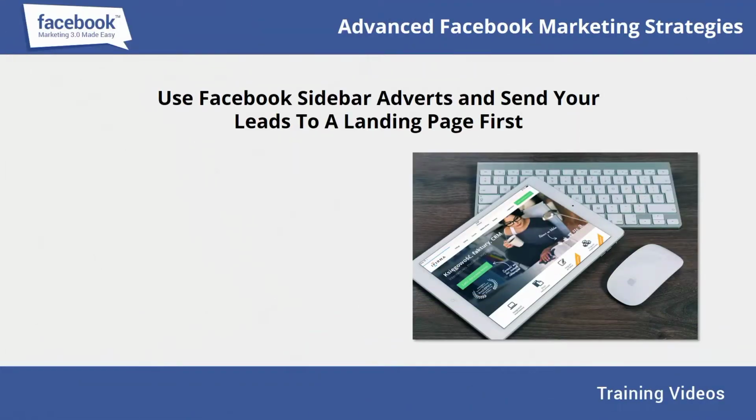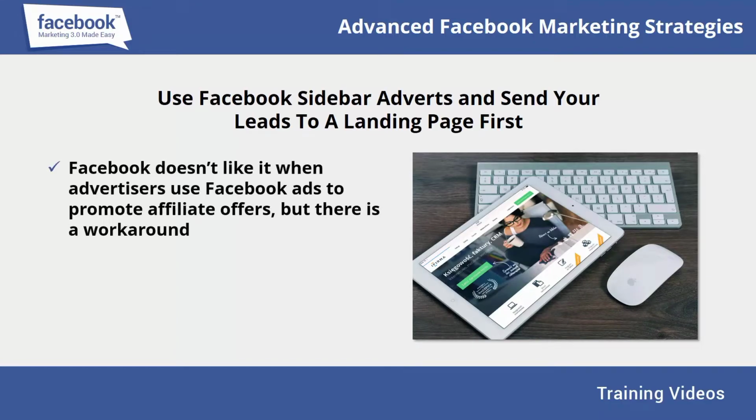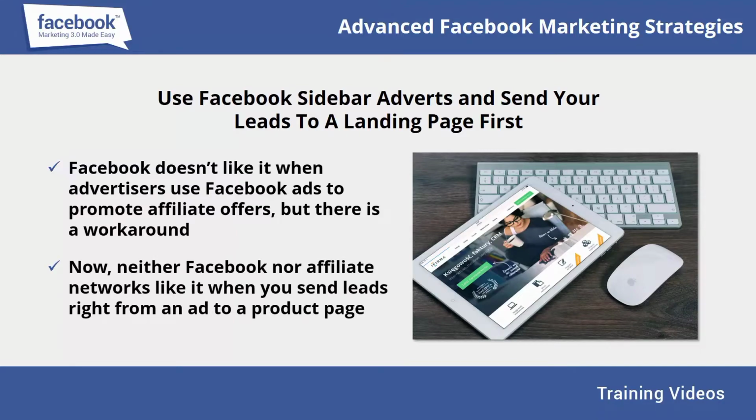Use Facebook sidebar adverts and send your leads to a landing page first. Facebook doesn't like it when advertisers use Facebook ads to promote affiliate offers, but there is a workaround. Simply create sidebar ads and target users that are fans of the brand or products that you are promoting. Now, neither Facebook nor affiliate networks like it when you send leads right from an ad to a product page. So take your time and create an attractive landing page for sending people to after they click on your Facebook adverts.